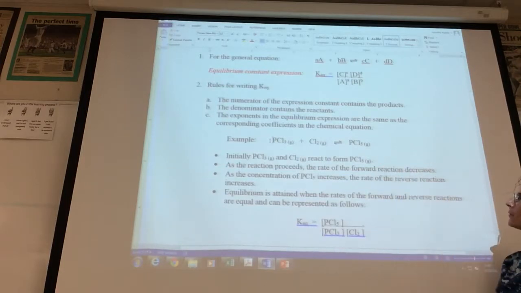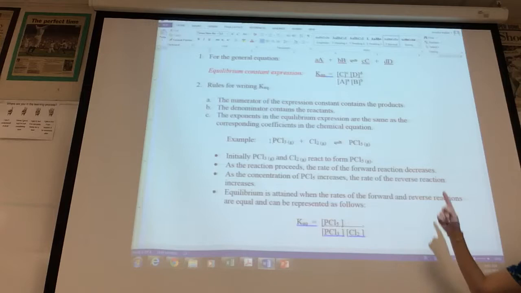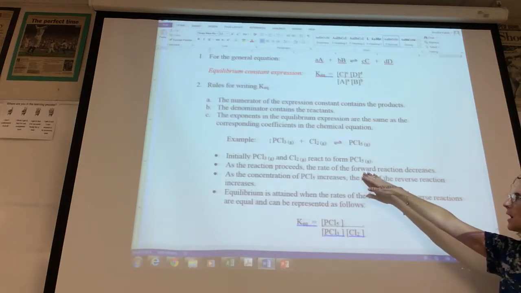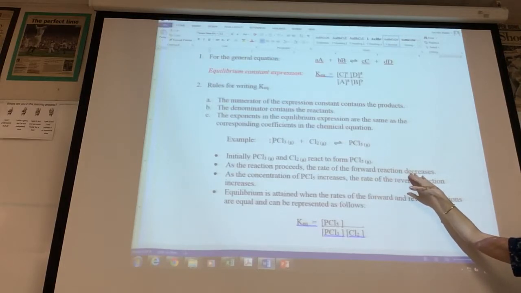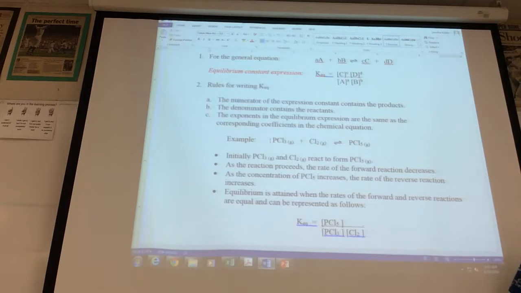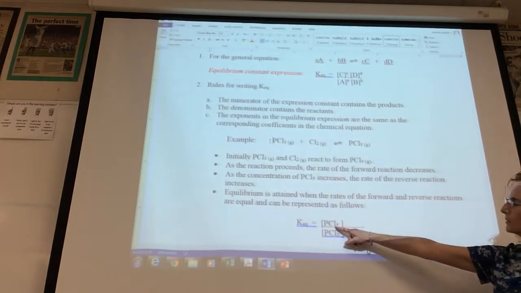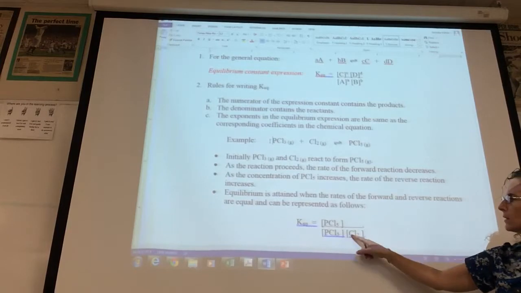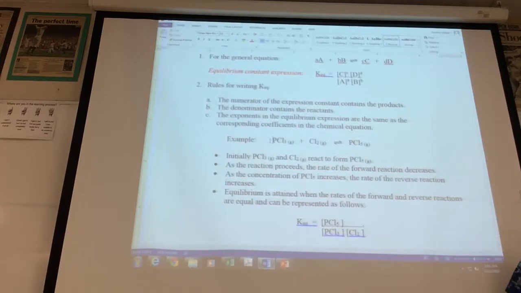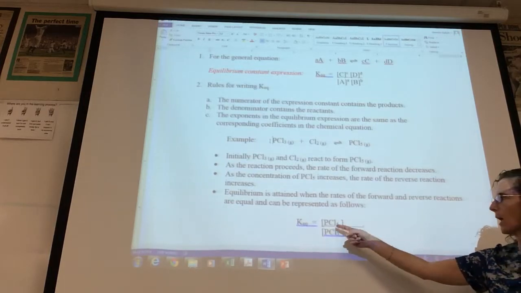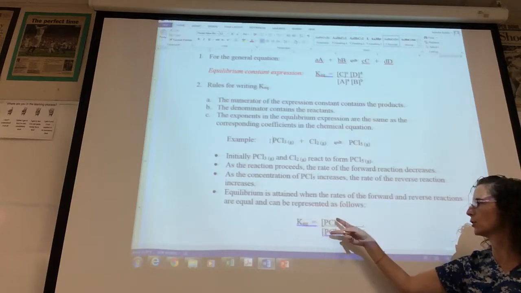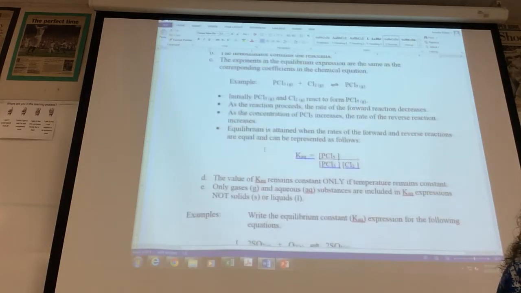For example, if you were generating phosphorus pentachloride from phosphorus trichloride and chlorine gas, initially the reactants react to form product. As the reaction continues, the rate of the forward reaction is going to decrease, as we saw previously, and the rate of the reverse reaction will increase. At equilibrium, the rates of the forward and reverse reactions are equal. You put the product, phosphorus pentachloride, in brackets, because that represents concentration raised to the first power, and the concentrations of reactants in the denominator, each raised to the first power. Ultimately you'll be supplied with concentrations, have to solve for KEQ, interpret KEQ, and later on you could be given KEQ and solve for the concentrations. And it's all very straightforward.